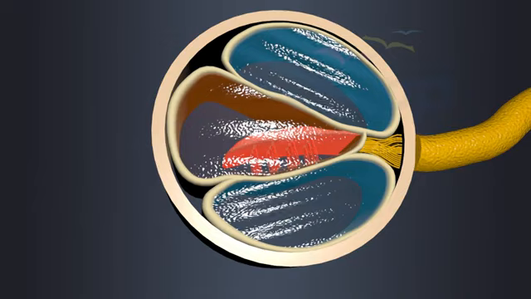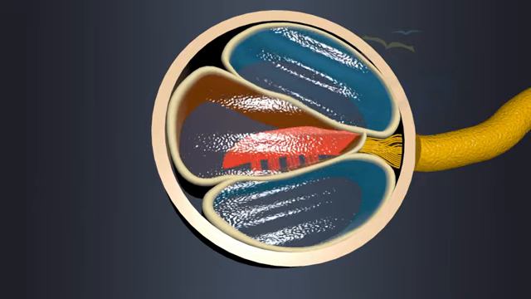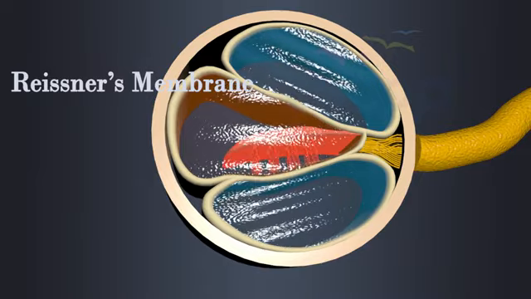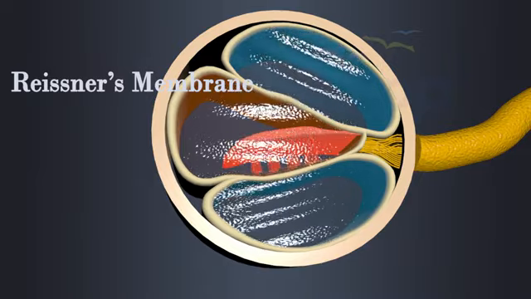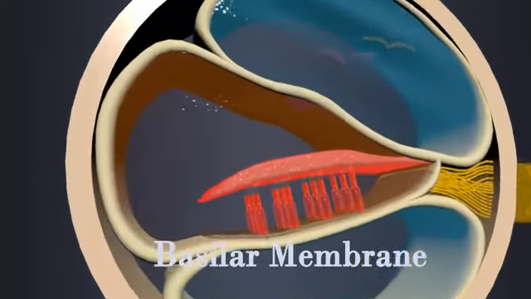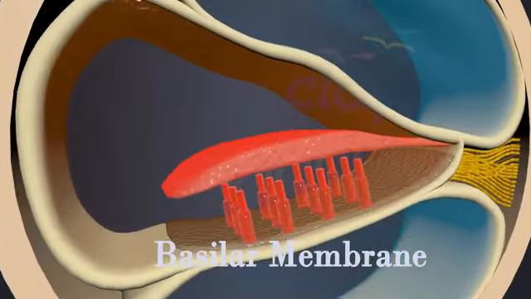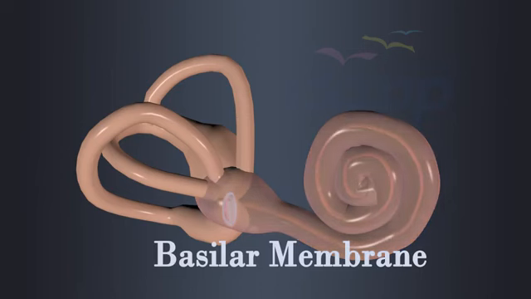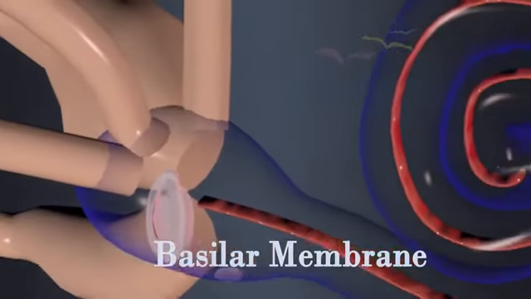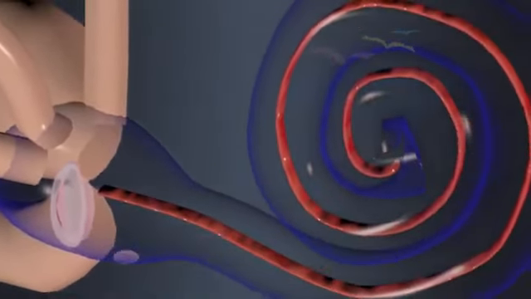There is a thin, flexible membrane that separates scala vestibuli from the cochlear duct. It is called Reissner's membrane. Basilar membrane: a flexible membrane structure located below the cochlear duct is called the basilar membrane. The basilar membrane extends along the entire length of the cochlea. This membrane varies in stiffness from base to apex.